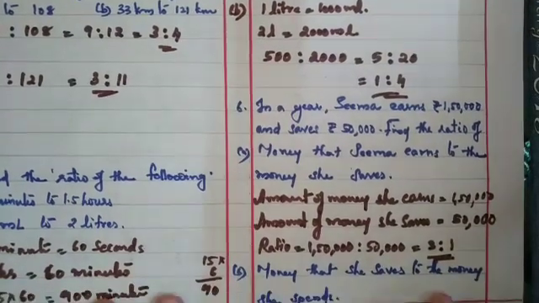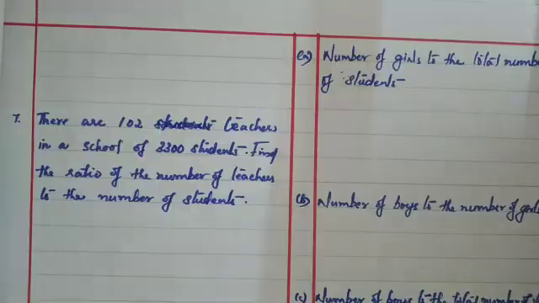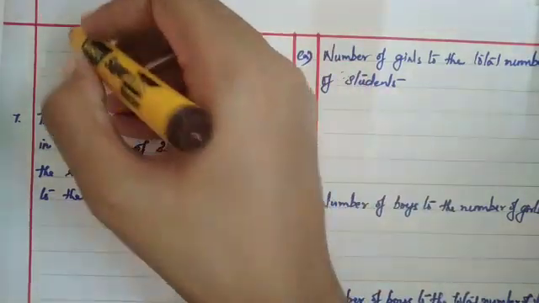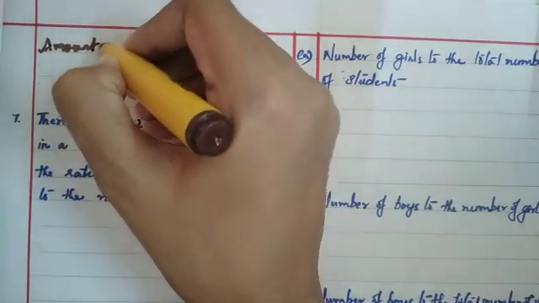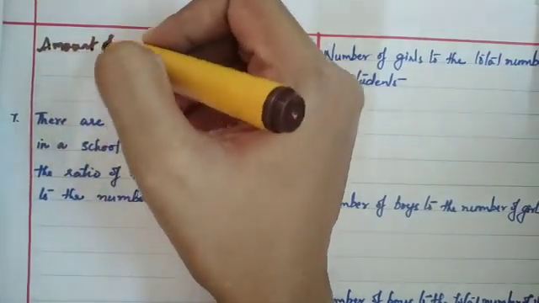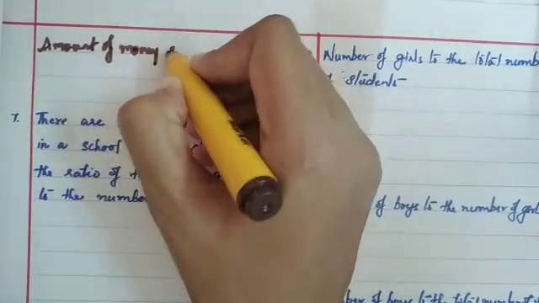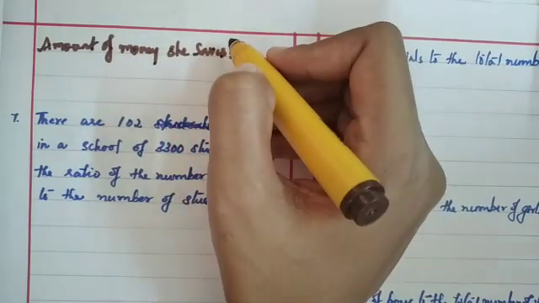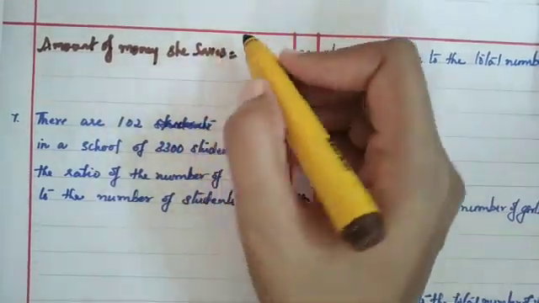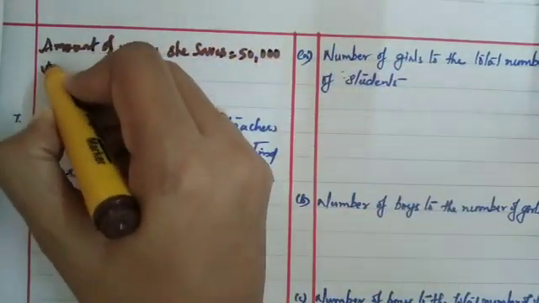Then next question. Money that she saves to the money she spends. Next you have to write the amount of money she saves. How much money? It is 50,000. Okay. Then the amount of money she spends.